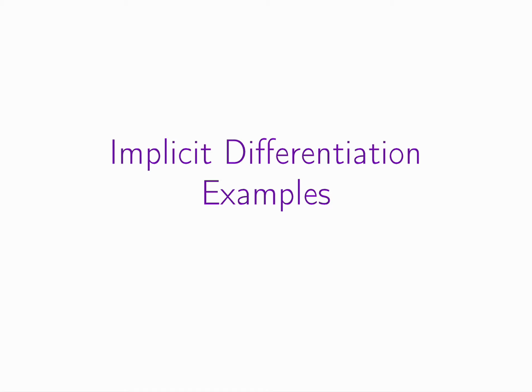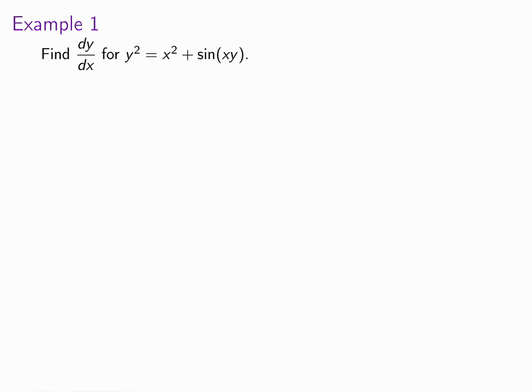In this video, we're going to look at examples that involve implicit differentiation. Example number 1. Find dy/dx for y squared equals x squared plus sine of xy.